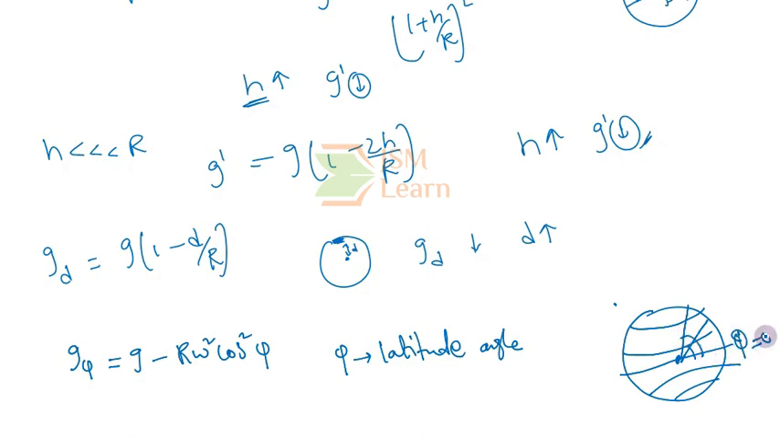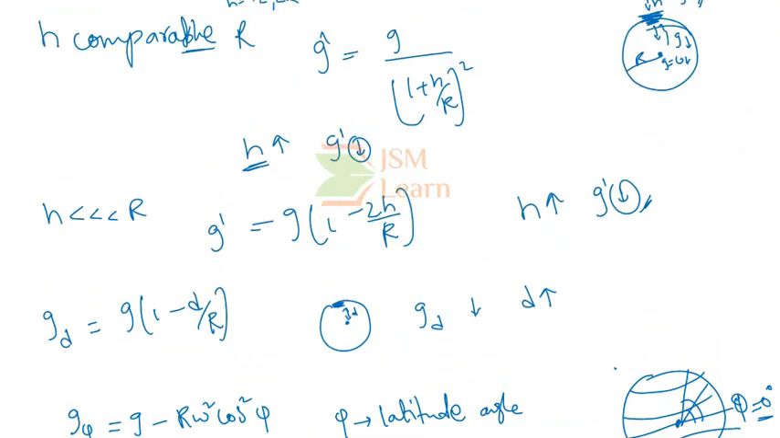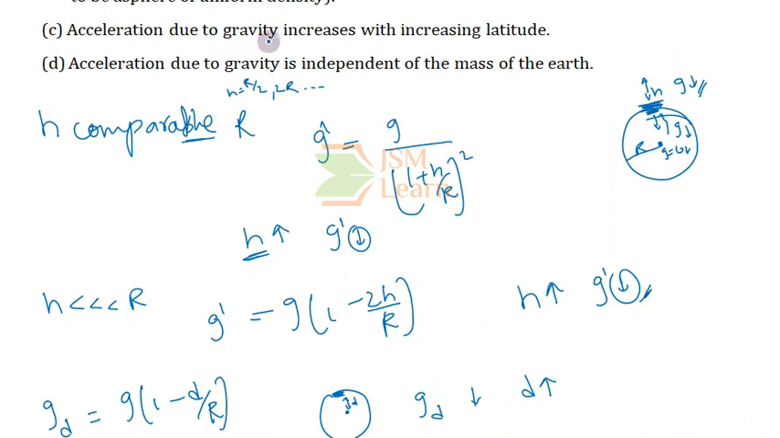At the equator the latitude angle is 0. When the latitude angle increases, the cos phi value decreases, because when the angle phi increases, cos phi decreases. So this overall term decreases, and indirectly we say that the g phi value increases. So with increasing latitude, the acceleration due to gravity increases. So option C, which says that the acceleration due to gravity increases with increasing latitude, is true.